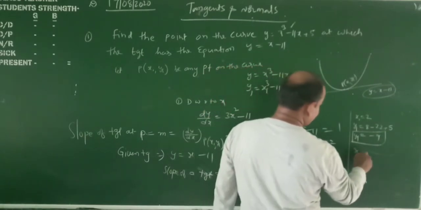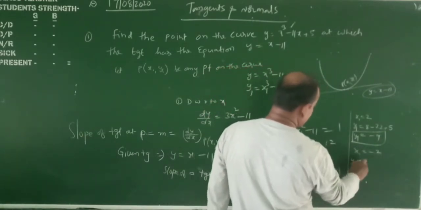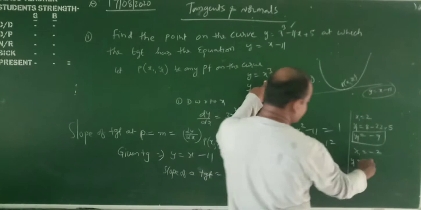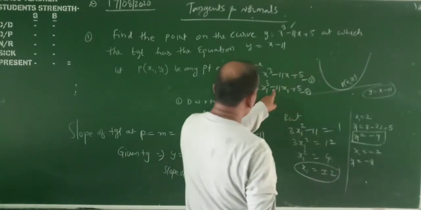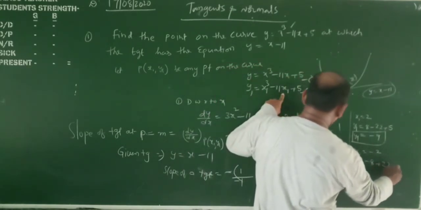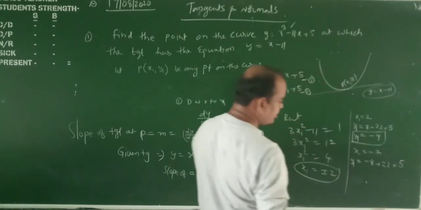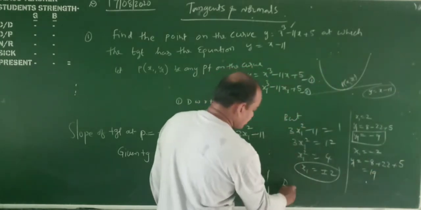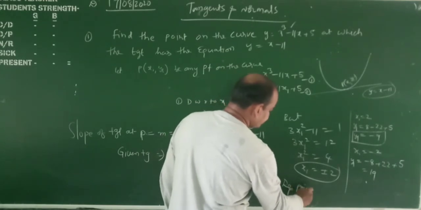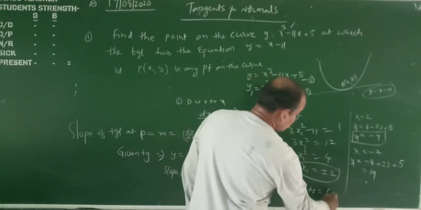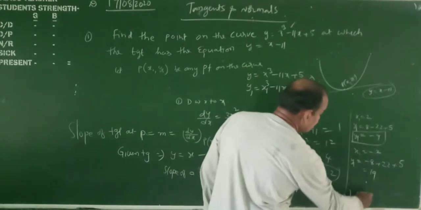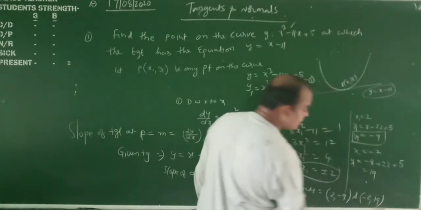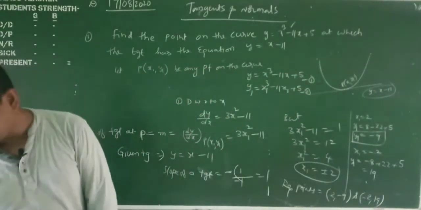Next, x1 is equal to minus 2. Now y1 is equal to minus 2 whole cubed, which is minus 8, minus 11 into minus 2, which is plus 22, plus 5. That is 22 plus 5, 27, minus 8 gives 19. What are the required points? The required points are 2 comma minus 9 and minus 2 comma 19. These are the required points.